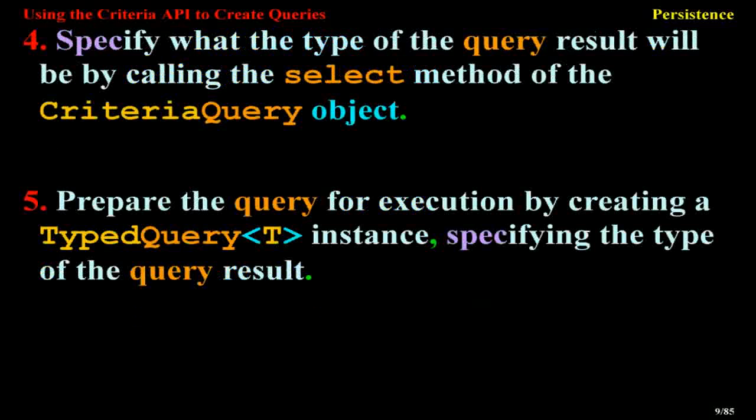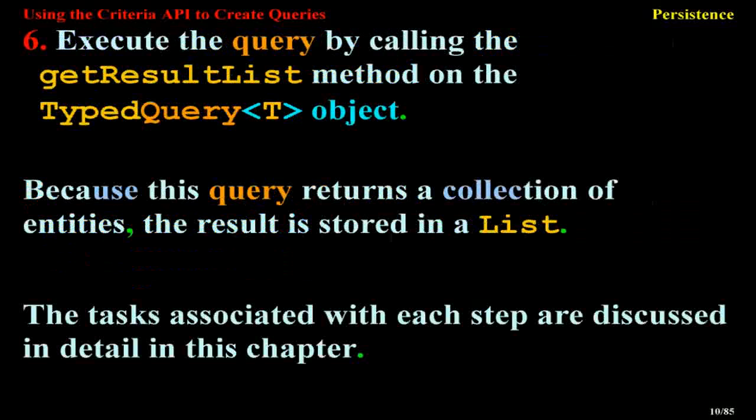Prepare the query for execution by creating a TypedQuery<T> instance, specifying the type of the query result. Execute the query by calling the getResultList method on the TypedQuery<T> object. Because this query returns a collection of entities, the result is stored in a List. The tasks associated with each step are discussed in detail in this chapter.